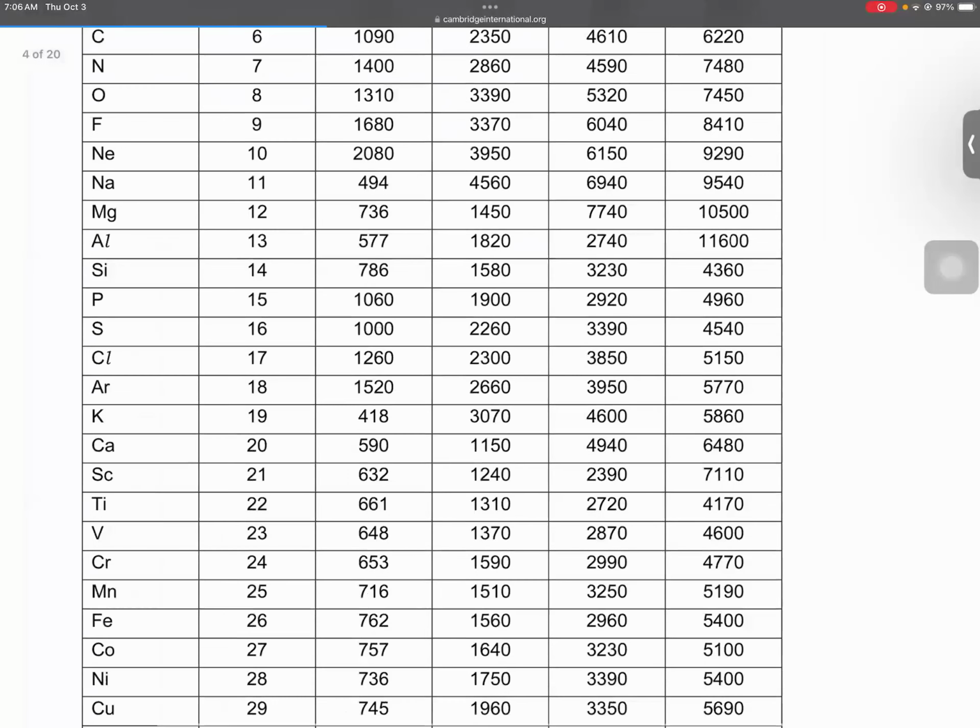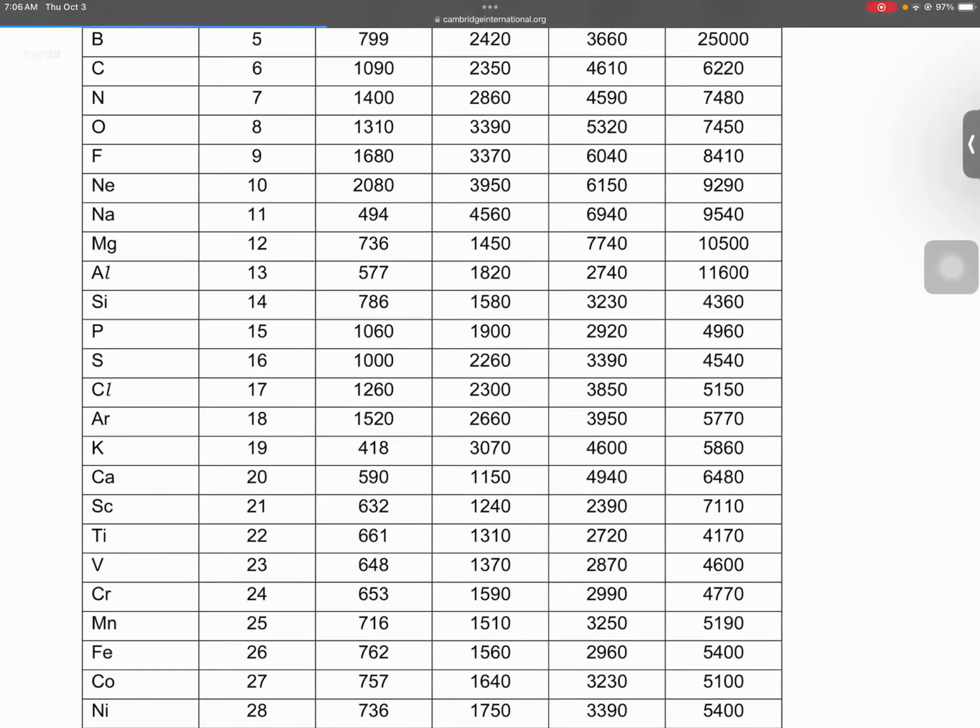Magnesium, whose proton number is 12. The first ionization energy is 736 kilojoules per mole, and the second ionization energy is 1450 kilojoules per mole. As you can see, the second ionization energy is almost doubled. Why is the ionization energy doubled? Why are we supposed to give more energy to remove the second electron? This is the main theme that we are going to discuss right now.